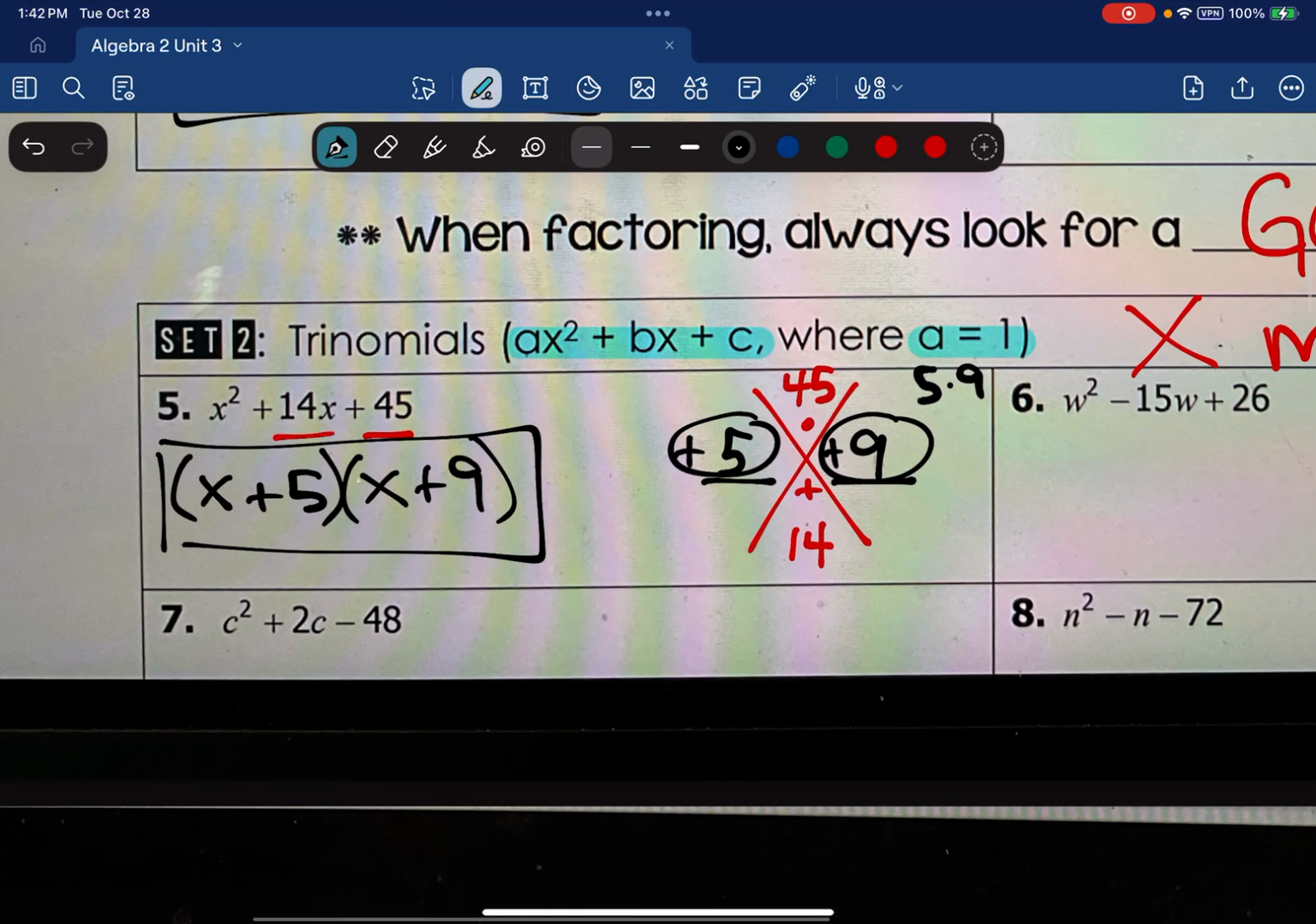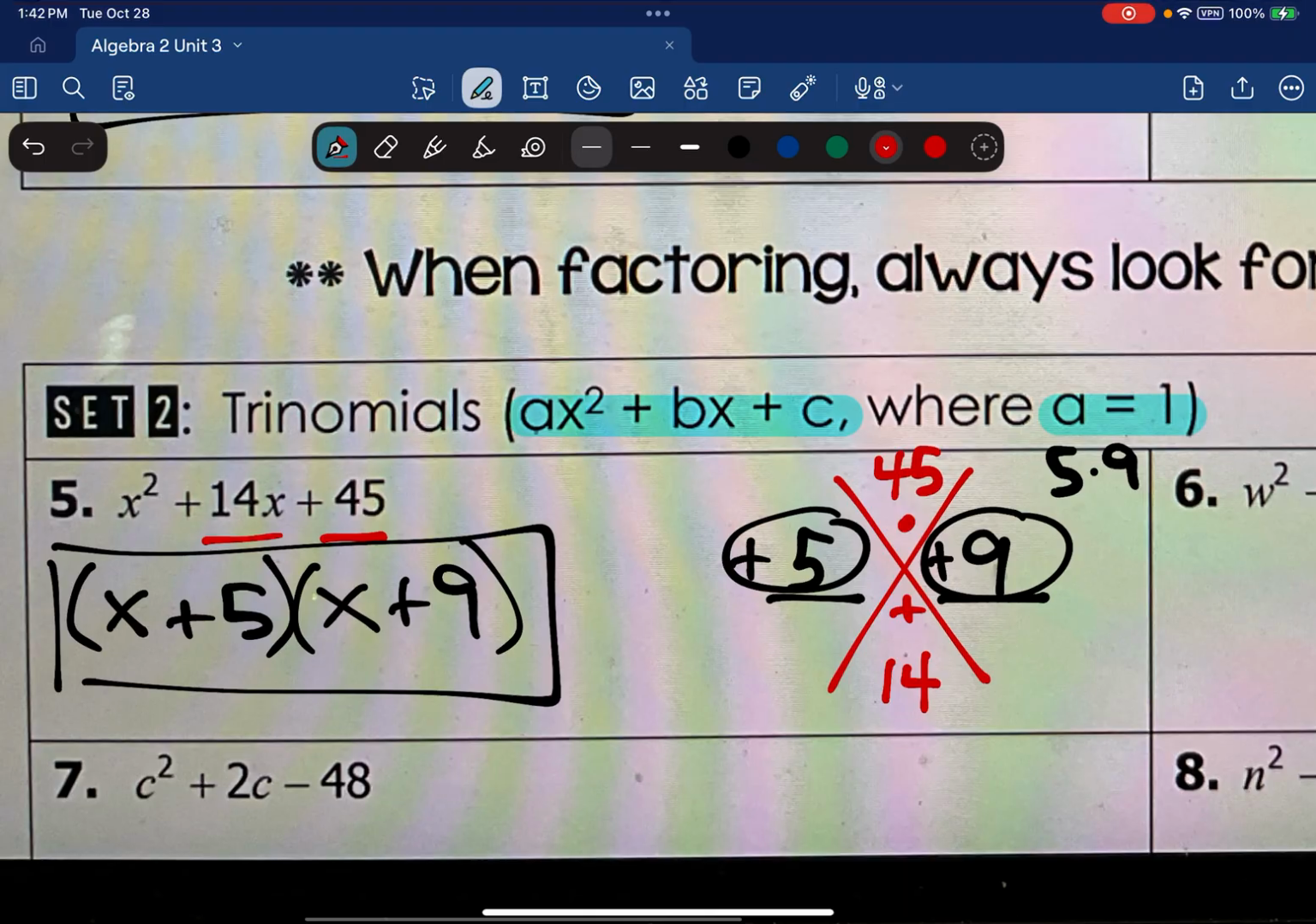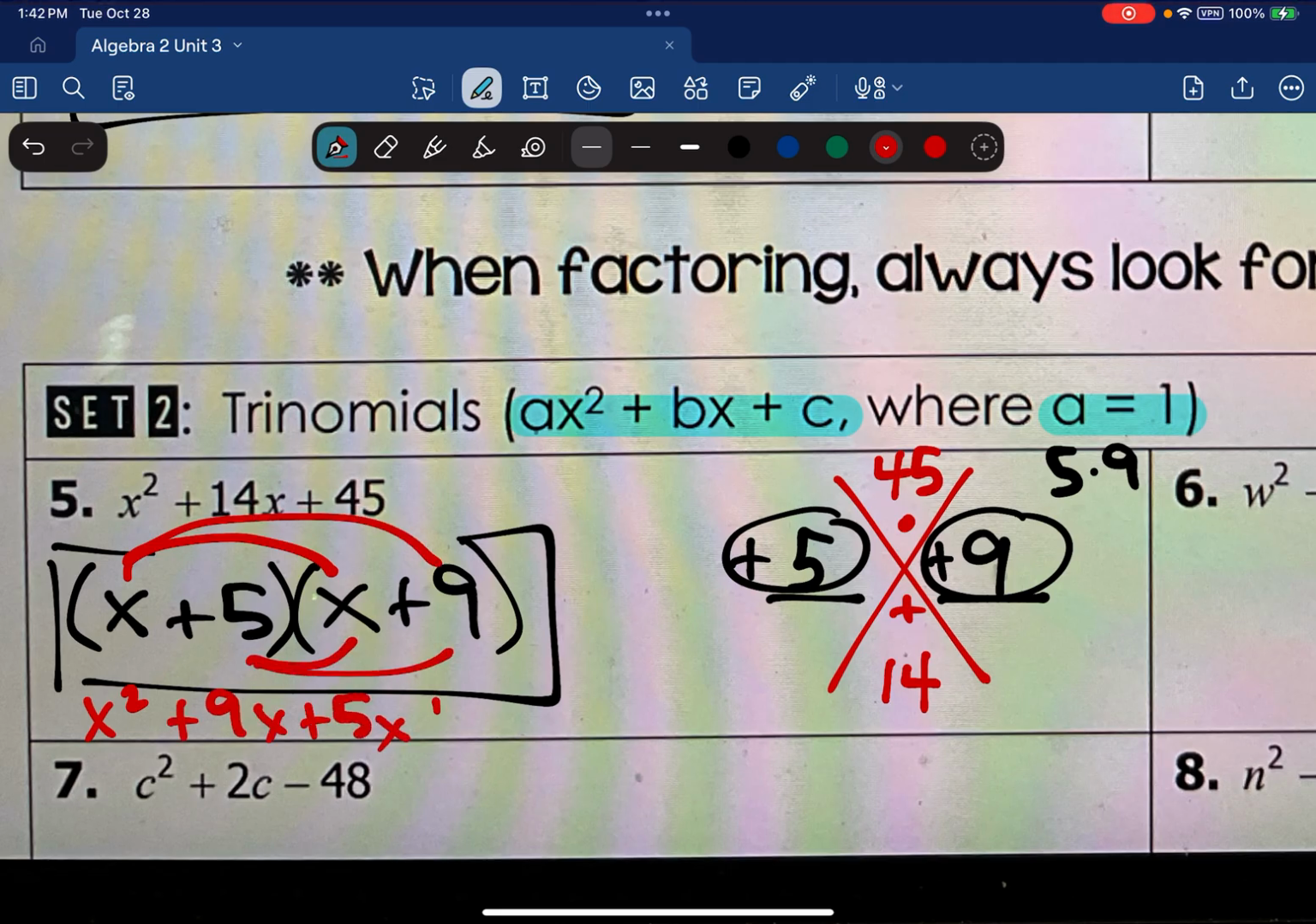Now, what is a factored form? Remember, this is the opposite of distribution. So if I was to FOIL this, remember the foiling method, x times x is x squared, x times 9 is 9x, 5 times x is 5x, 5 times 9 is 45. I combine like terms, I get this as my answer. So all I'm doing is undoing the distributive process, or the FOIL method.